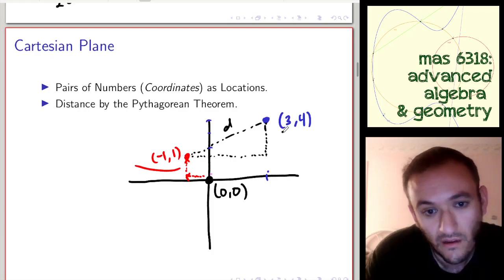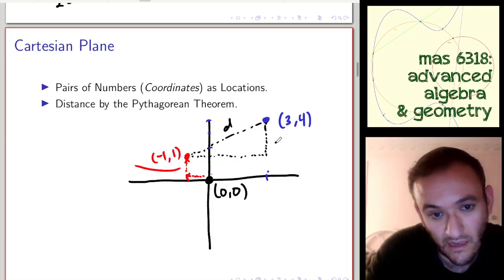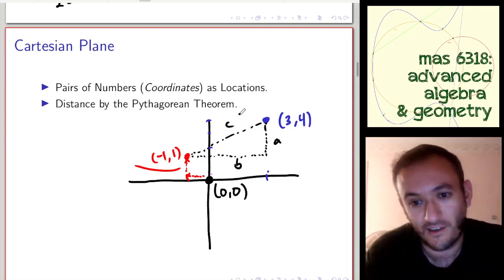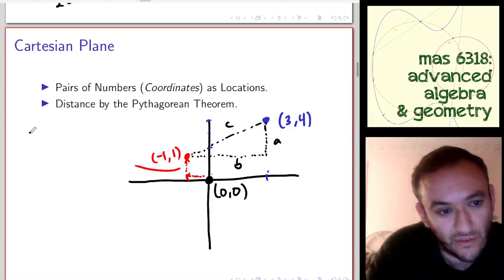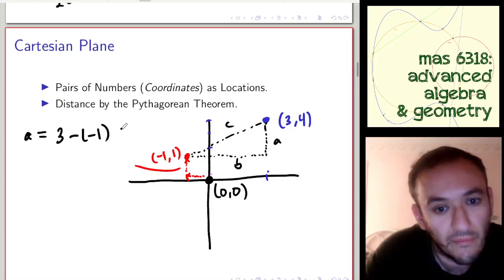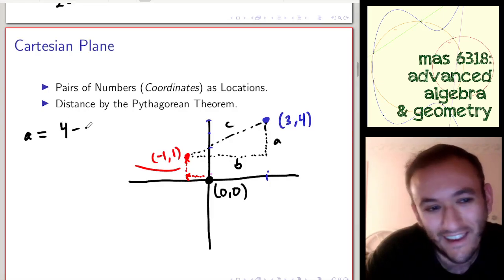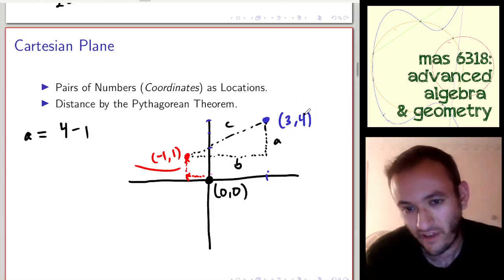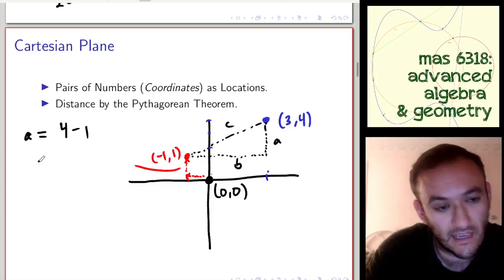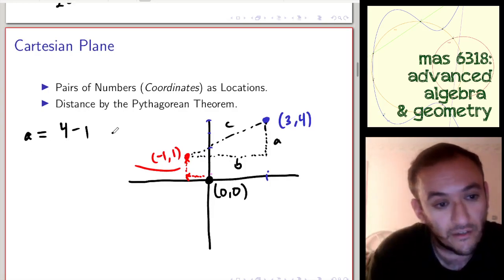So here, how far am I going in the up direction? Let's make this a and b, and instead of d, why don't we go crazy and call it c? So a is going to be equal to 4 minus 1, because you take the y values to get a in this case. So that's like you're traveling along the number line in the y direction.